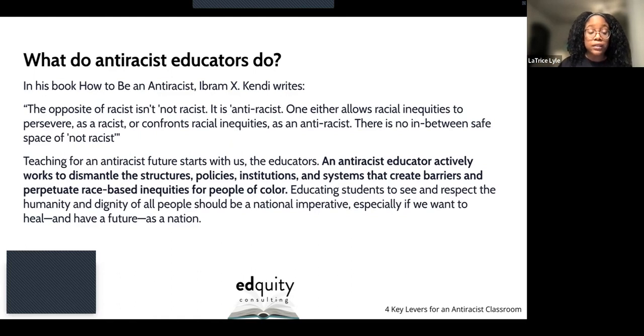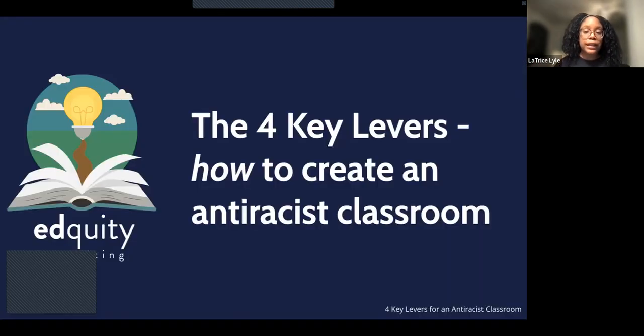We are actively, and remember, even on that conveyor belt, we're actively turning around, right? And moving at a speed faster than that conveyor belt to dismantle structures, policies, institutions, and systems that create and perpetuate race-based inequities and barriers for people of color. So now we're going to get into the how. How do I do this? And I'm so glad you asked, because that is the purpose we all came here for.